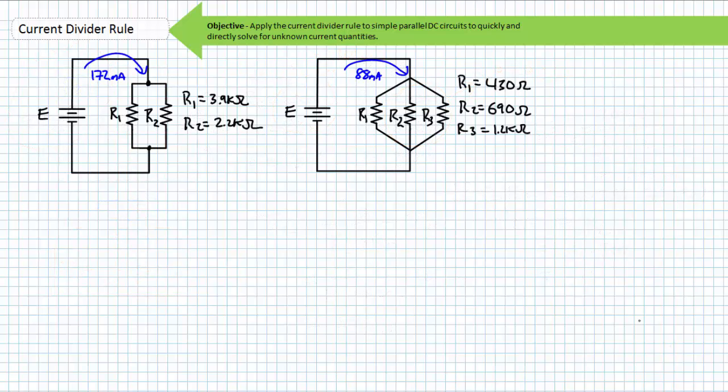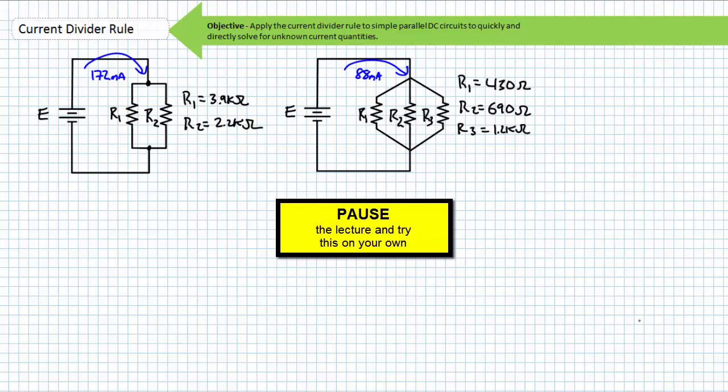Okay, I think we've done enough illustrated examples of the CDR that you should feel comfortable with applying it to these 2 parallel circuits by yourself. I'd like you to pause the lecture and use the CDR to solve for the current through each element in these parallel relationships. Struggle with the problems a little and do not tap out too early.